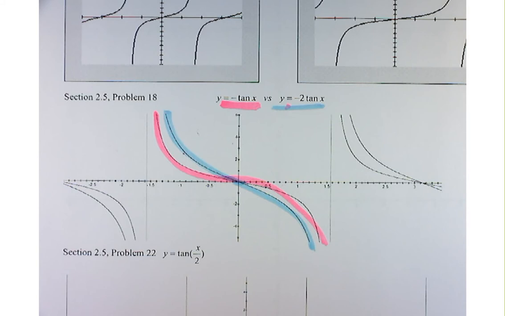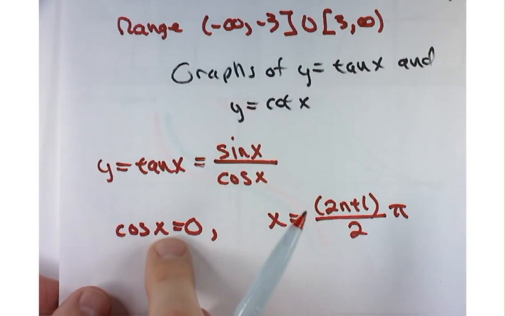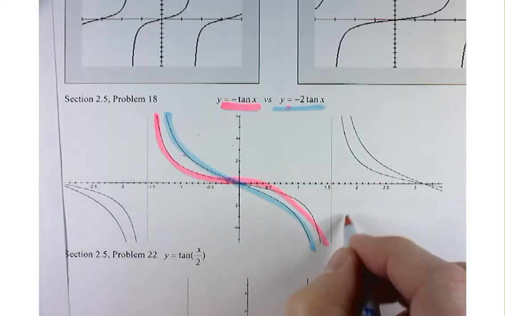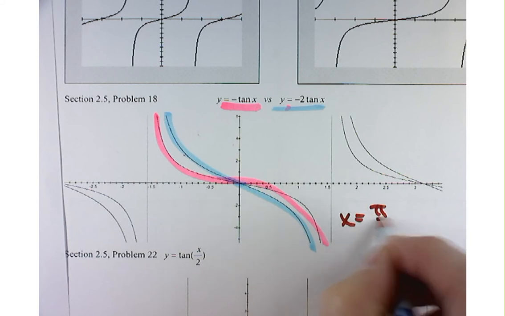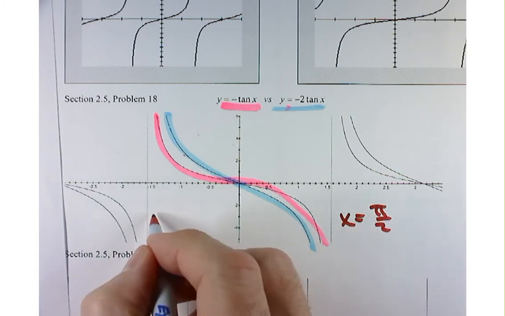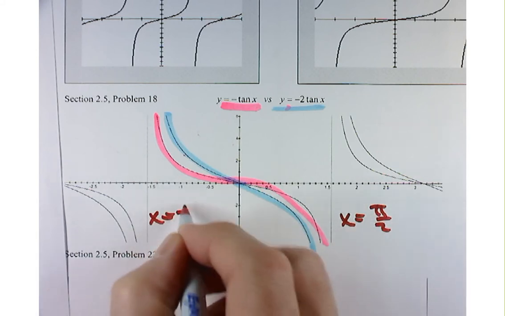The asymptotes here are going to be the same as they were for the graph of the tangent, and those are going to be exactly where cosine of x equals 0. So the first one is when x equals pi over 2, and then this one under here is going to be x equals -pi over 2.